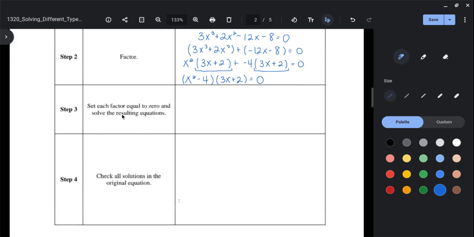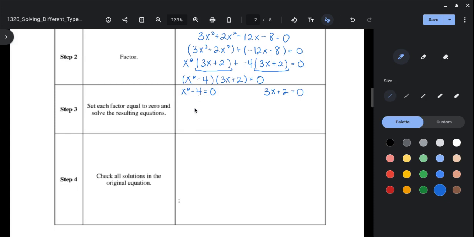All right, so now we're going to move on to step 3. So we're going to set each factor equal to 0 and then solve those equations. So I'm going to have the factor x squared minus 4 equals 0. And then we're also going to have the factor 3x plus 2 equals 0. So I'm first going to solve this equation on the left-hand side.